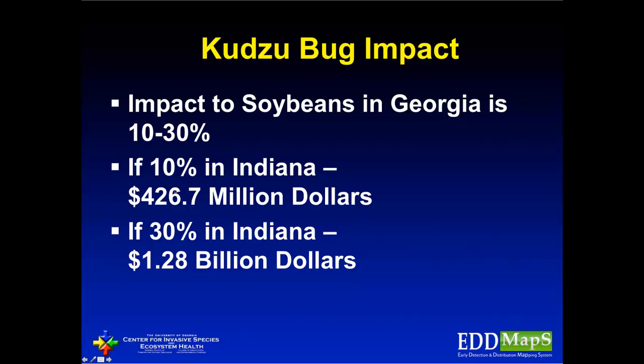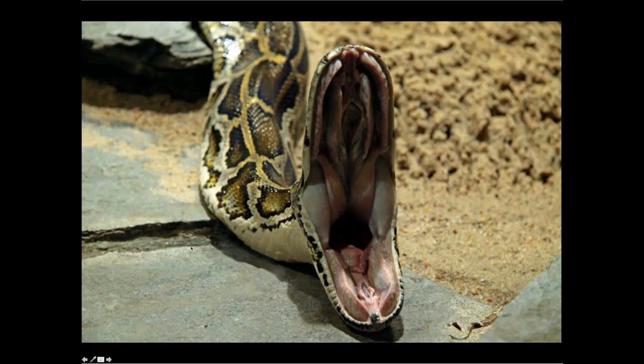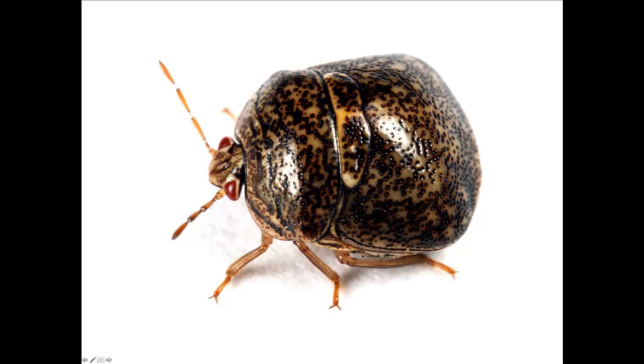talking about a 10% decline, and you're talking about $427 million in 1 year. And with 30%, you're talking about $1.28 billion. So this is why early detection and rapid response for these pests is very important, because it may not be the big python that is scary. It may be the little kudzu bug that is really what's scary.